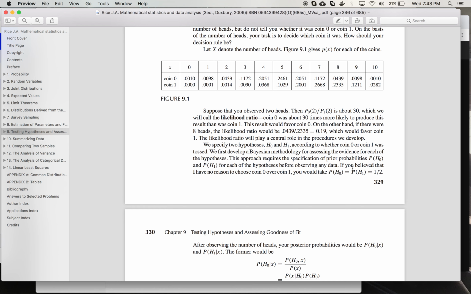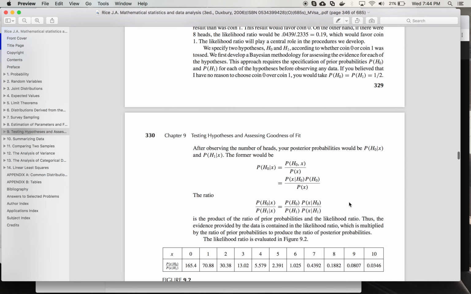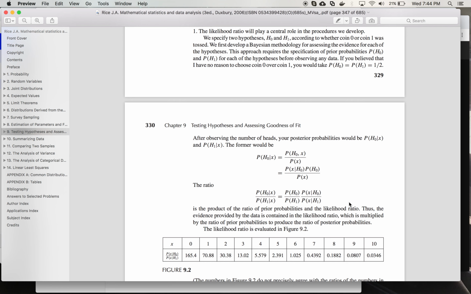Let's go into Bayesian methodology. In Bayesian methodology, if we want a ratio of probabilities, first of all we need to figure out the posterior probability, and to figure out the posterior probability, we need the prior probability. So let's derive the equation for the Bayesian methodology.